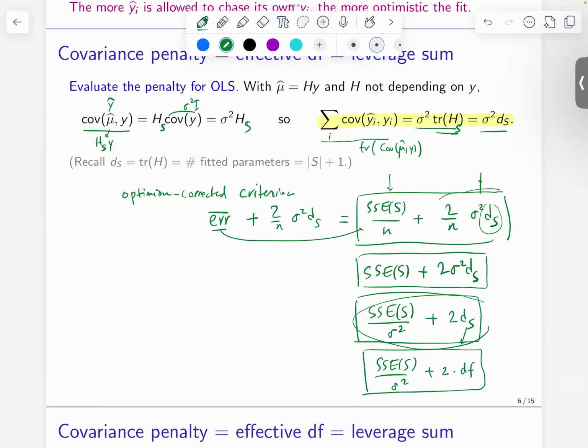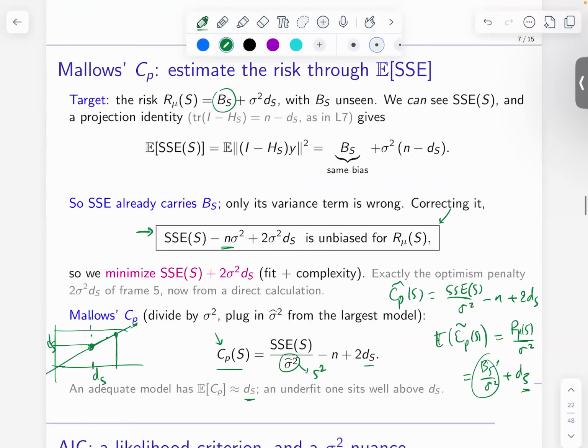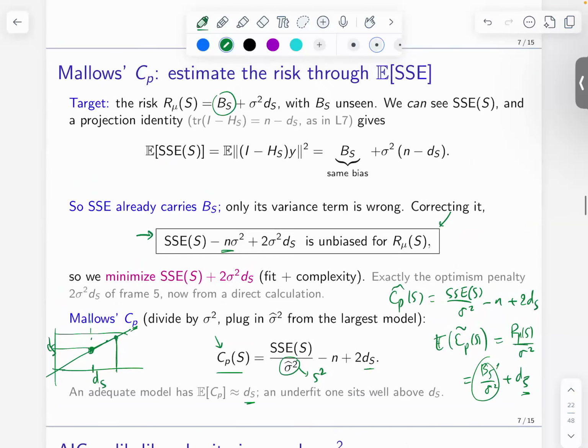Okay, I think we're out of time, so I'm going to stop here and come back next time to talk about two more criteria and a little bit about consolidation, and then move on. Okay, thank you.